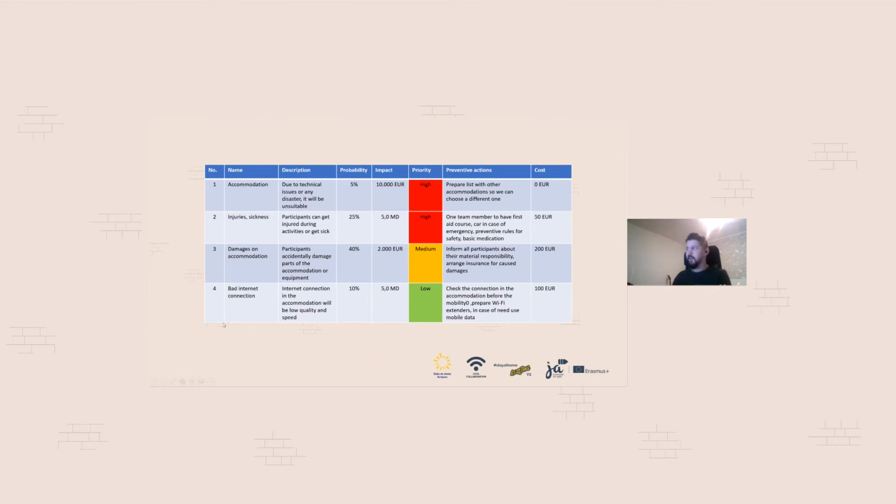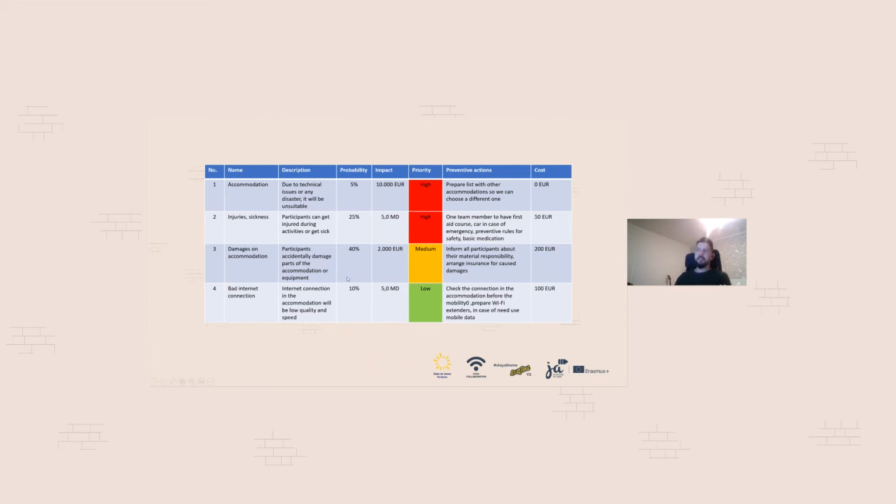Damages and accommodation. Again, this one you put in order. This was the highest priority, because even if this is a small probability, if it happens, it has a huge impact, and the impact wouldn't be just 10,000 euro because you need to pay more for the accommodation, but everything could be cancelled or postponed, and that's a bigger impact again. So you are dealing with this one first.